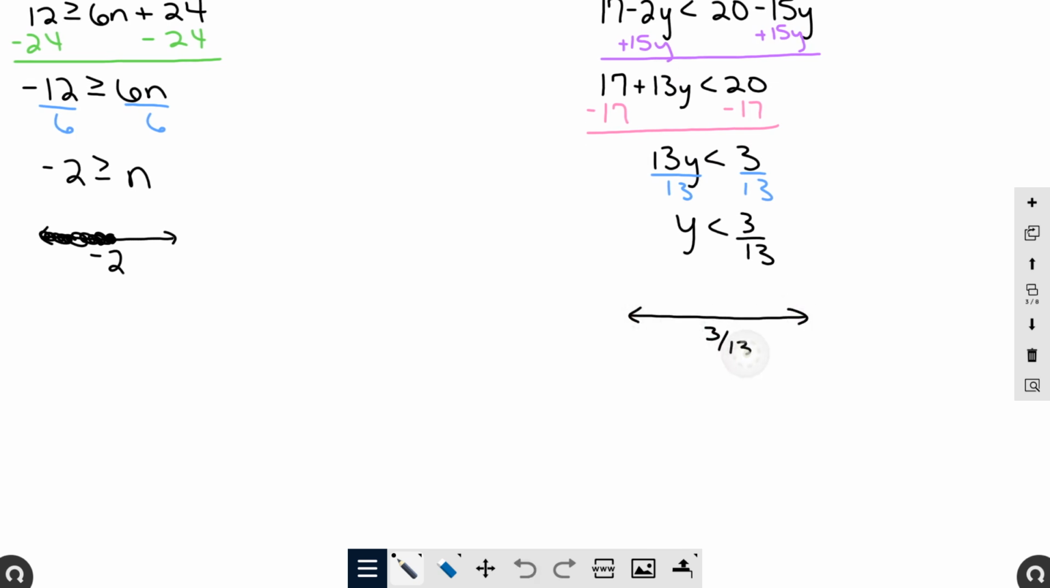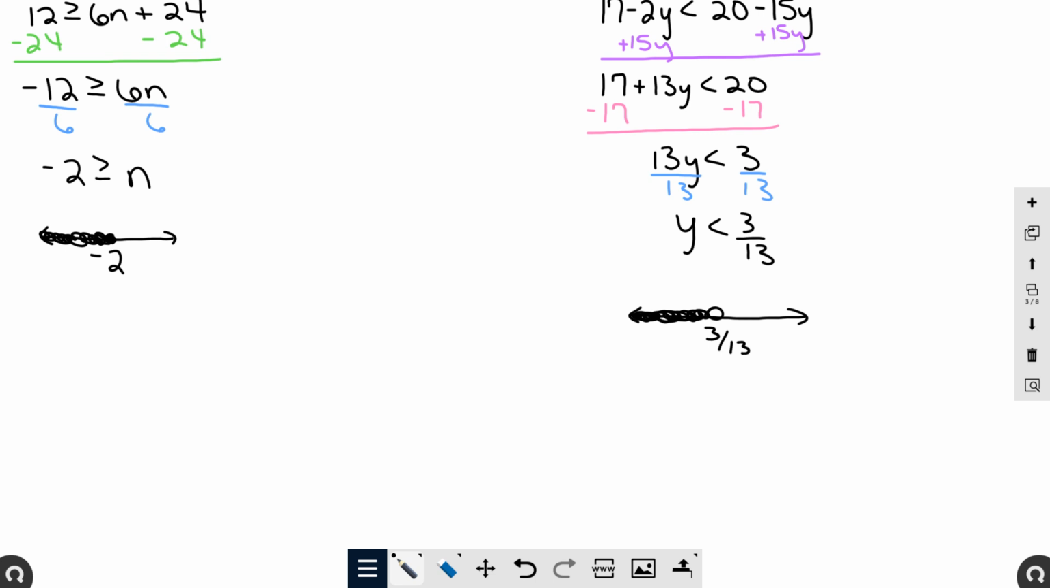It does not have to be a whole number on your number line. Just put the answer, 3 over 13. Open or closed circle? Shade left or right? Left. It eats the number. We shade left. There's no line under it. We make an open circle.